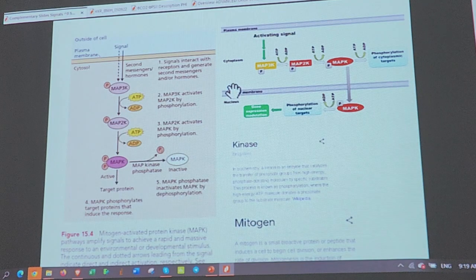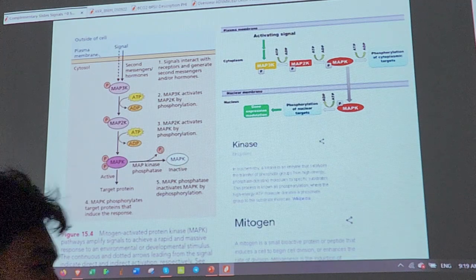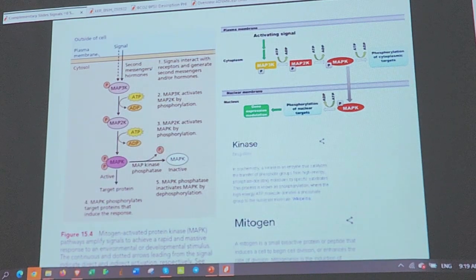Another thing you need to understand is the action of phosphorylation. I highlight this because I saw in the past people had trouble understanding this. Mitogen is from the word mitogenesis. A mitogen is a protein or peptide that induces the cell to begin cell division. So it can be anything. Kinase, you already know, is a type of protein that adds phosphate, phosphorylation, to other substances. So look at all these names here.